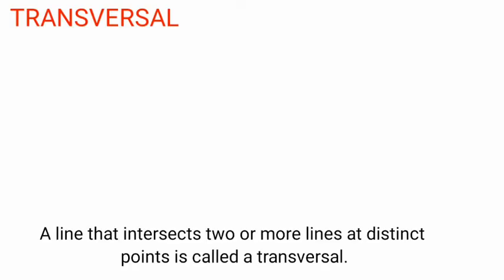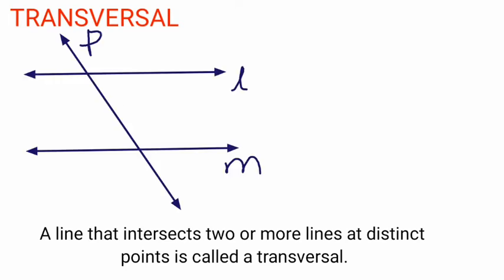Next, transversal. A line that intersects two or more lines at distinct points is called a transversal. So here in this diagram, the two lines L and M, and line P intersect both the lines at two distinct points. So line P is the transversal of line L and line M.